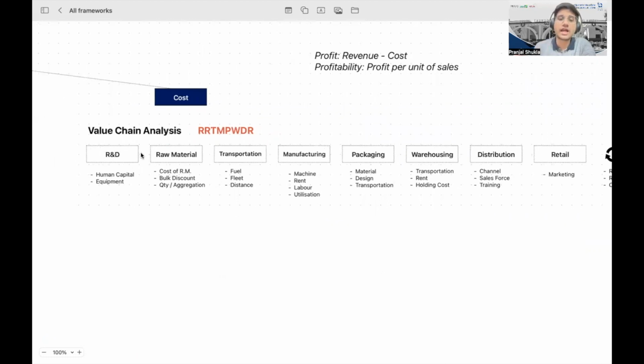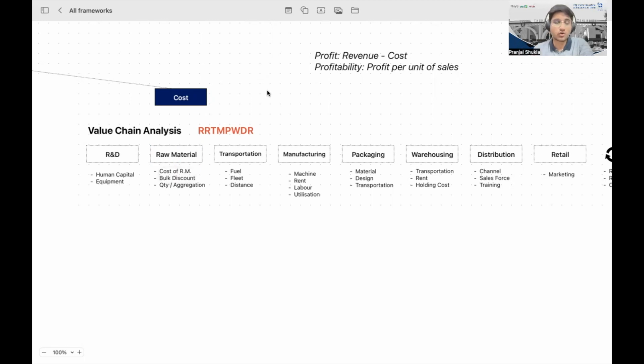R&D refers to the human capital, the scientists, the technicians that are working in your laboratories. The equipment refers to the machines which are used for R&D. R&D can also refer to the price of patents if you're filing. So a lot of things can go into R&D, but a very brief answer would be human capital and equipment.